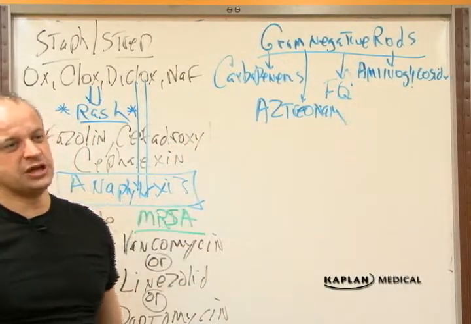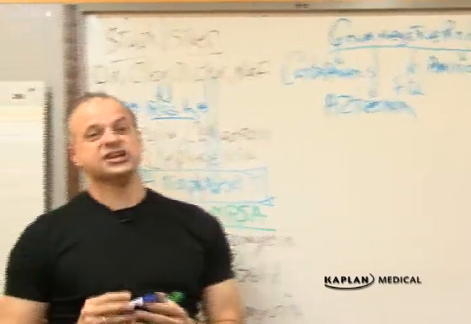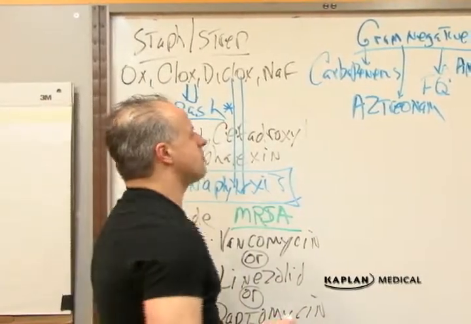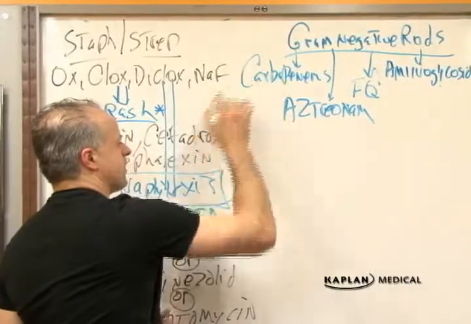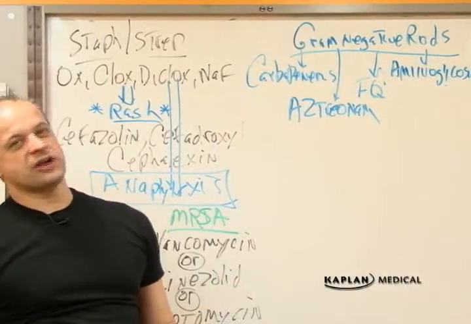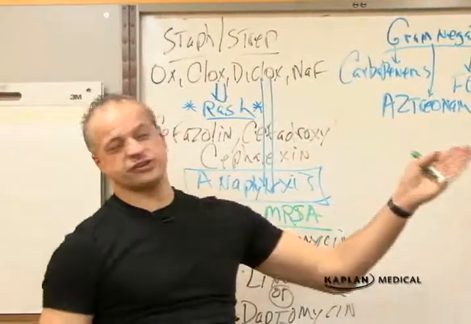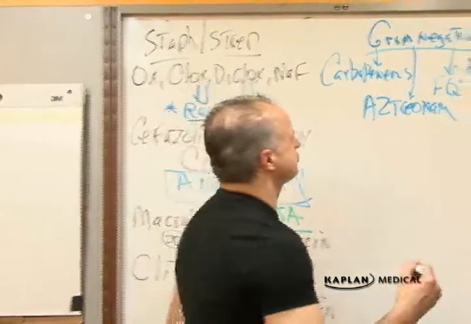Fluoroquinolones cover 80 to 90% of gram-negatives. Carbapenems, imipenem and meropenem, all cover 80 to 90%. You could use any one of these for gram-negative rods.